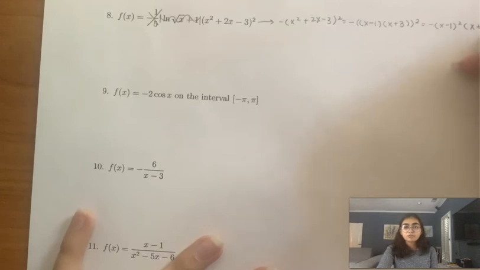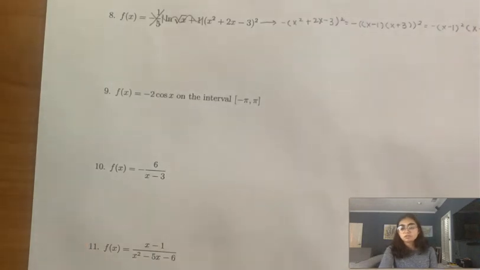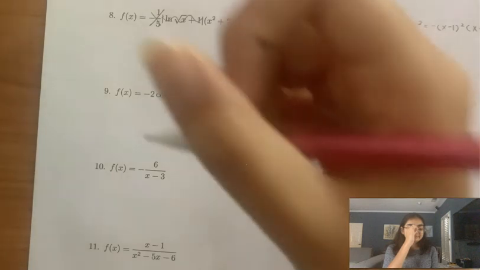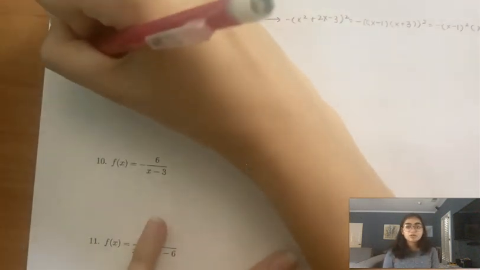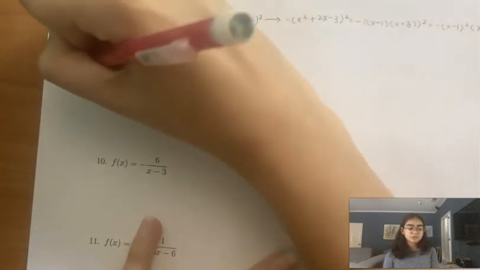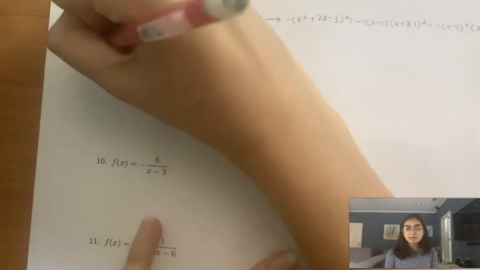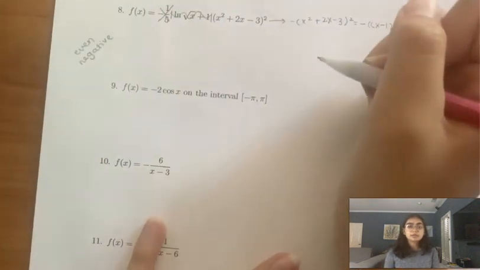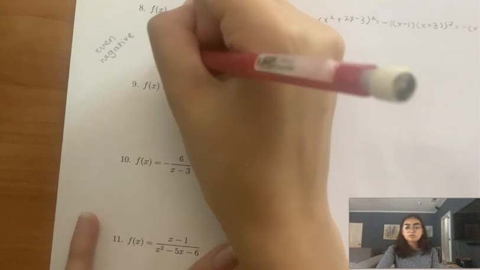So it cut off a little bit, but that final factor is x plus 3 squared. So we know that the behavior for this function will be negative. We see that negative sign. And it will be even because both of the factors are squared, right? So 2 plus 2, 4, even.